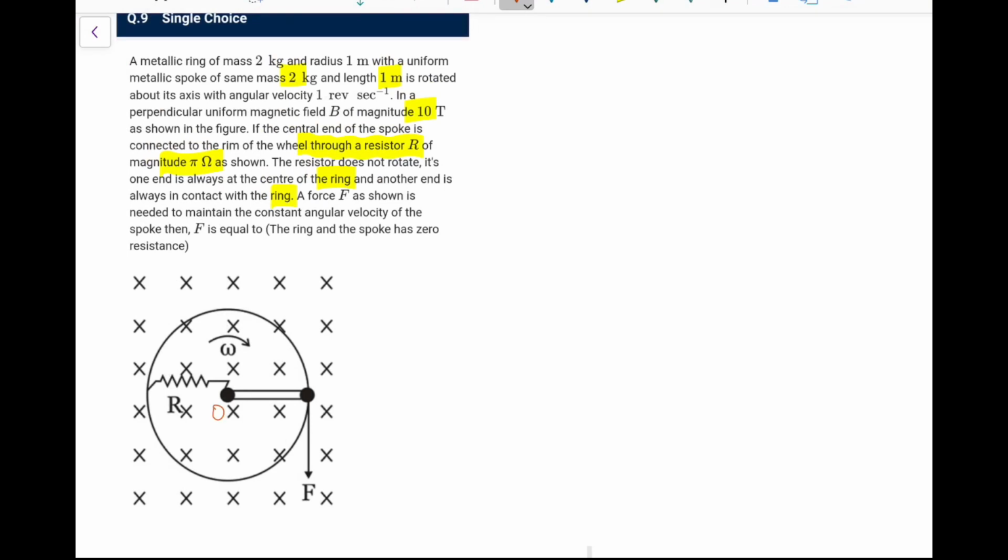Then F is equal to, here let this be potential point O and the complete rim be potential point A. So as we did in the question above, there will be EMF induced in the rod, and that EMF induced we have calculated right now, B omega R square by 2. So what is this B omega? That is 10. Omega is 1 revolution, that is 2 pi. R square is 1 square by 2. So what we have, this is 10 pi, that is the EMF.